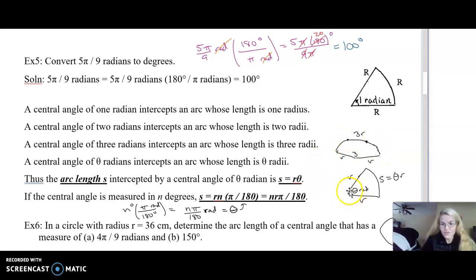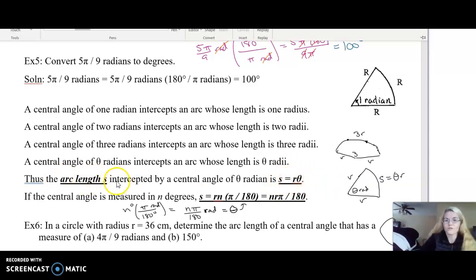So in general, if you've got an arc length of theta radians, that arc length is going to be theta times r, right? Do we see that pattern there? So another way to think about this, and the way that I remember it, because this is the formula that you're getting for your arc length: your arc length is the radius times the angle in radians.